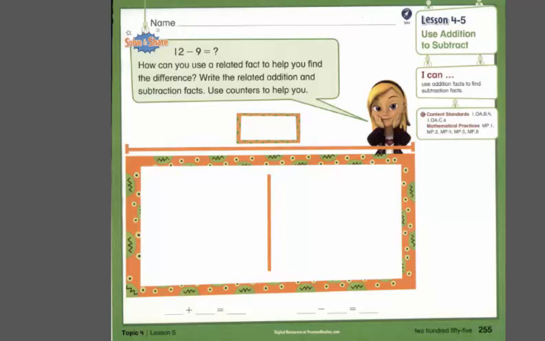Good morning, grade 1, topic 4, lesson 5. Use addition to subtract. You will use addition facts to find subtraction facts.